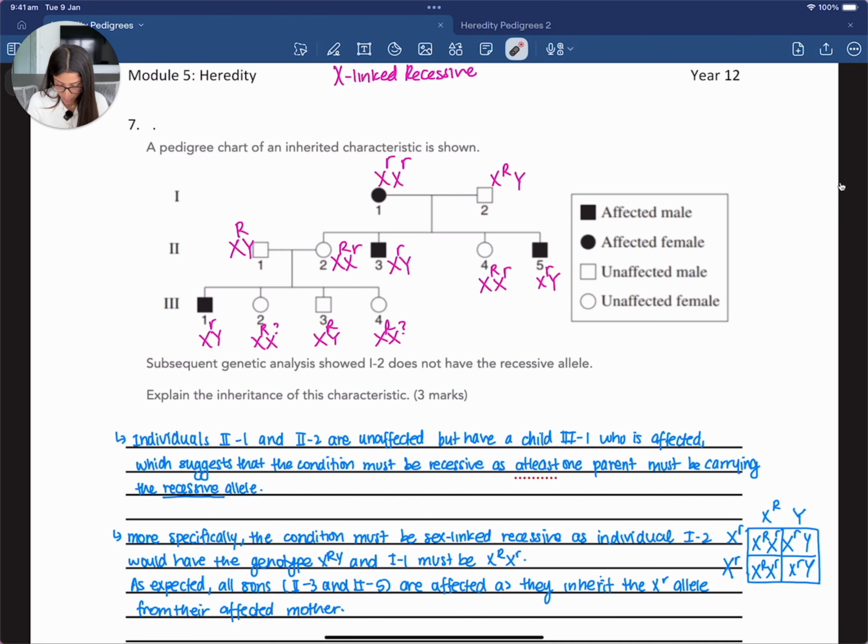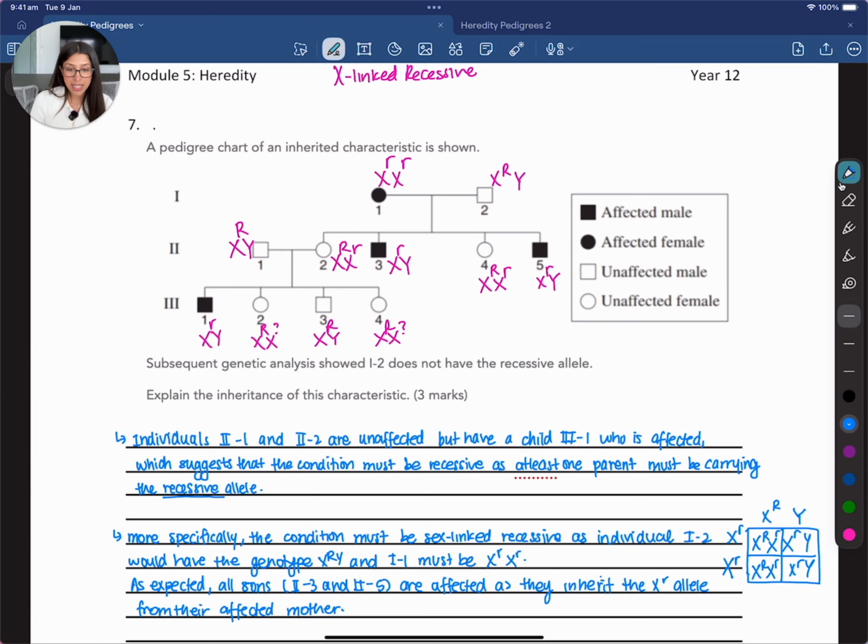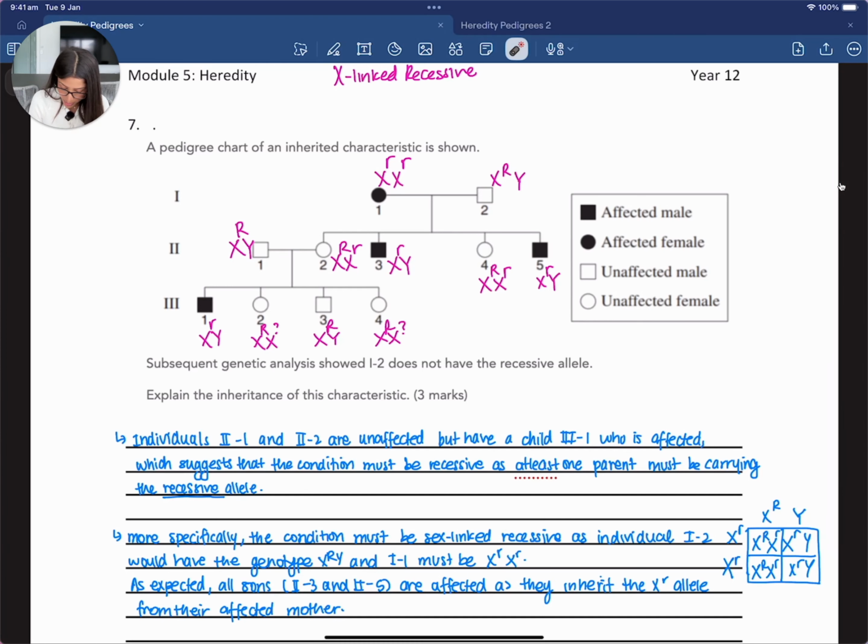So I say that more specifically, the condition must be sex-linked recessive, as individuals in generation 1, number 2, would have this genotype, and individual 1 in generation 1 must have this genotype. And here's how I'd write it out. So I would say that more specifically, the condition must be sex-linked recessive, as the individual in generation 1, number 2, would have this genotype, and the mother would have the following genotype here. Then I also show the Punnett squares.